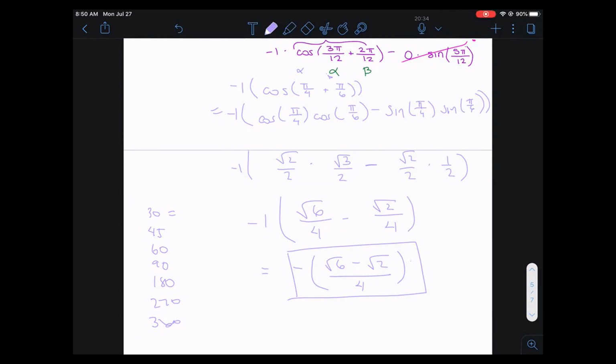So you know that 30 is just pi over 6. 45 is pi over 4. 60 is pi over 3. 90 is pi over 2. 180 is pi. 270 is 3 pi over 2. And 360 is just 2 pi.